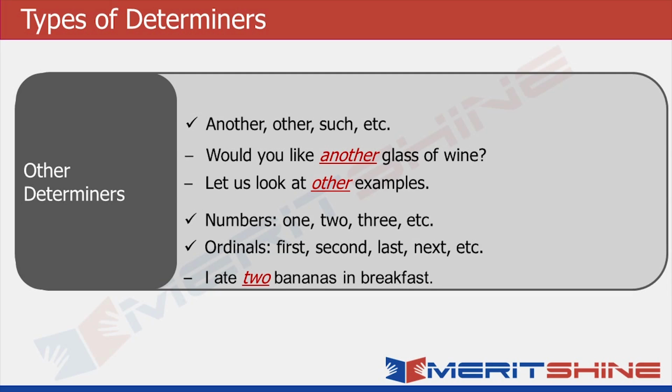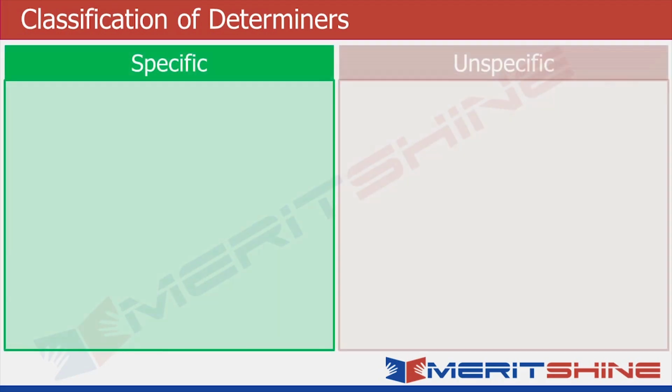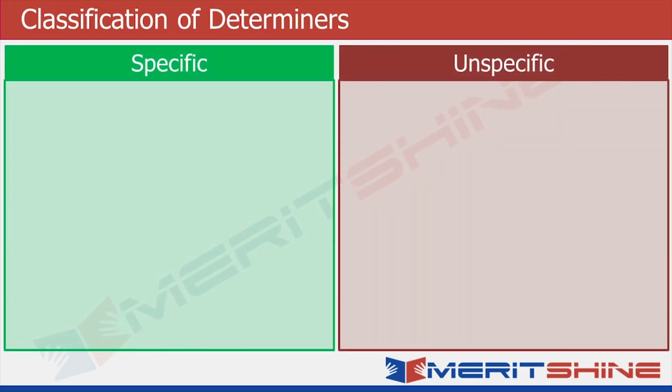Now we shall look at the classification of determiners based on their reference function as specific or unspecific, and their usage with countable nouns, singular or plural, or uncountable nouns. Let us briefly review the difference between specific and unspecific reference.